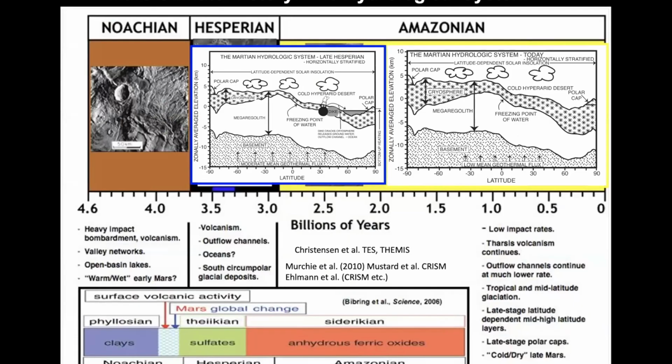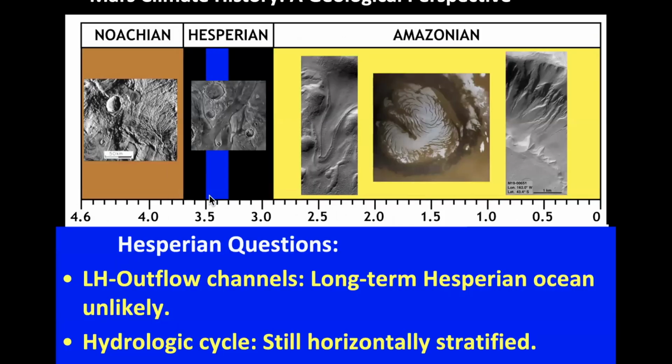And it turns out our conclusion is that in the Hesperian, the global hydrological system is indeed horizontally stratified. It's thinner than the last two-thirds of Martian history because of the geothermal gradient being higher back at that time. But indeed, it's horizontally stratified. Occasionally, you get dikes and other intrusions to crack the cryosphere and cause the outflow channels to form, but even those are generally transient. So for the Hesperian, we conclude that the outflow channels, indeed, the long-term Hesperian oceans are unlikely. The hydrological cycle is still horizontally stratified.